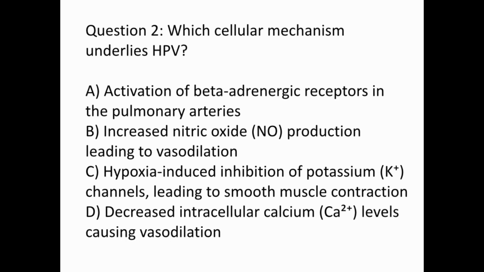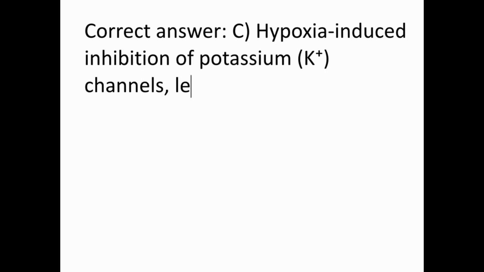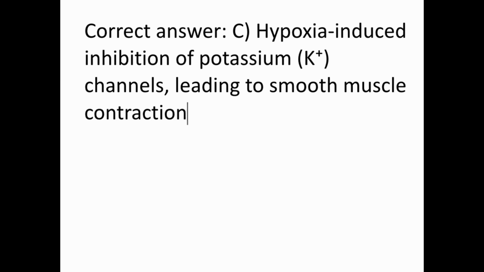C. Hypoxia-induced inhibition of potassium, K+, channels, leading to smooth muscle contraction. D. Decreased intracellular calcium, Ca2+, levels causing vasodilation. Correct answer: C. Hypoxia-induced inhibition of potassium, K+, channels leading to smooth muscle contraction.